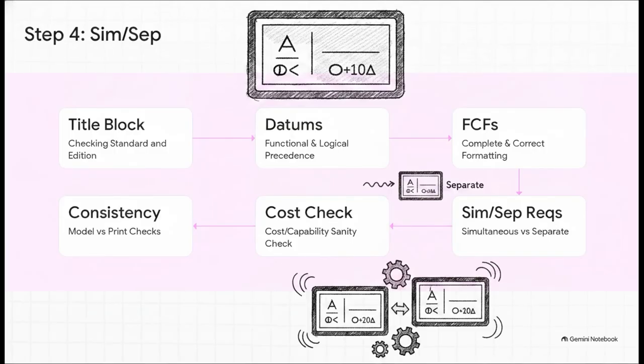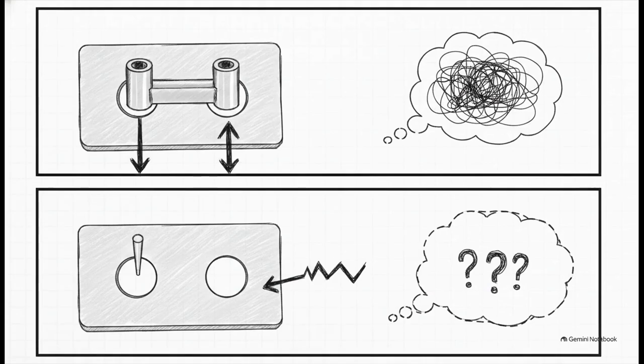Step 4 tackles simultaneous versus separate requirements. Once your individual feature control frames are correct, you have to evaluate how they interact with each other. When you're looking at multiple single-segment FCFs or composite patterns on a complex drawing, the print must unambiguously specify how those multiple requirements interact. Do these two hole patterns need to be gauged simultaneously against the exact same datum setup, or can they be inspected separately?